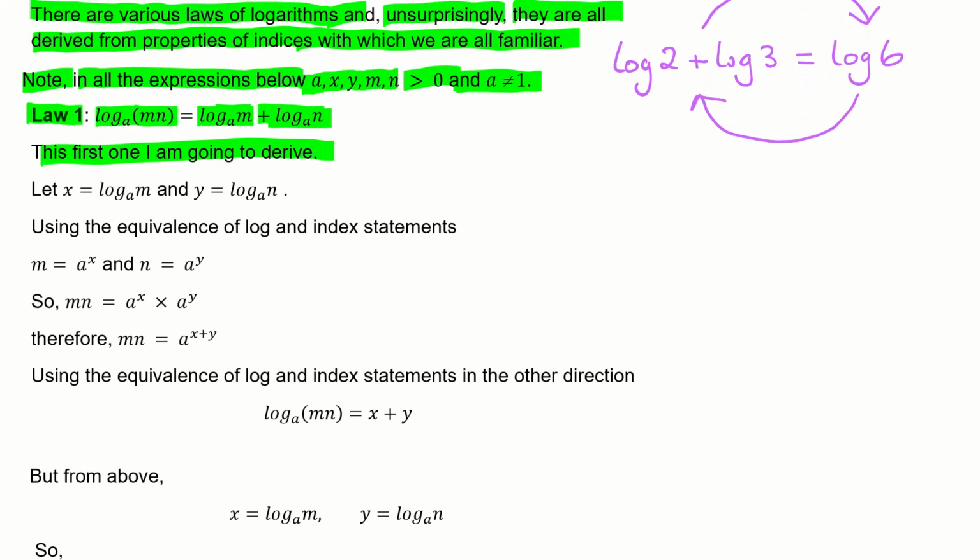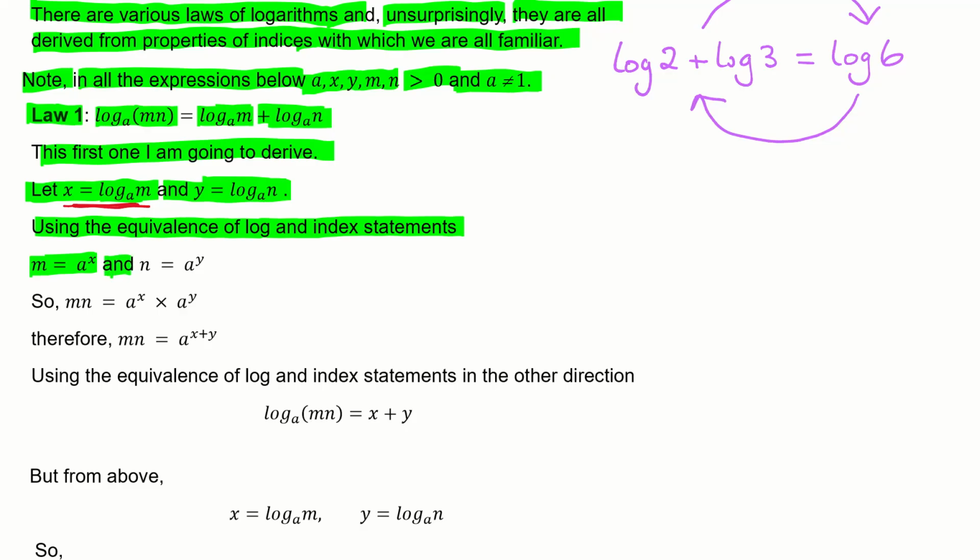So to derive this, let x be equal to log to the base a of m, and y be log to the base a of n. Using the equivalence of log and index statements, x equals log to the base a of m can be written as m is equal to a to the x, just changed to exponential or index form. And in the same way, n is equal to a to the y, coming from here.